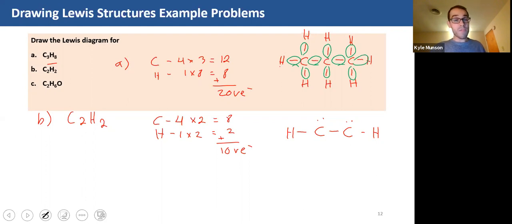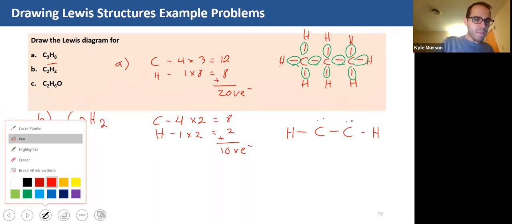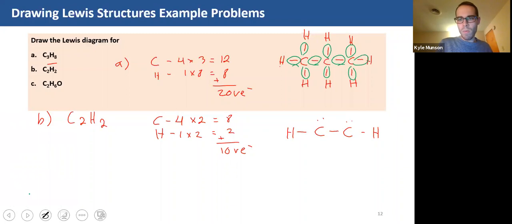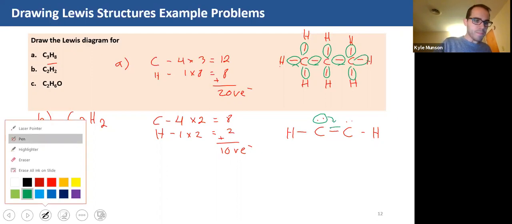Well, the answer is no, because neither carbon has an octet. So remember, what we could do then, okay, is move those lone pairs down and form multiple bonds. Okay, that's one of our rules. So what if I move these guys down, form a bond there? Okay.